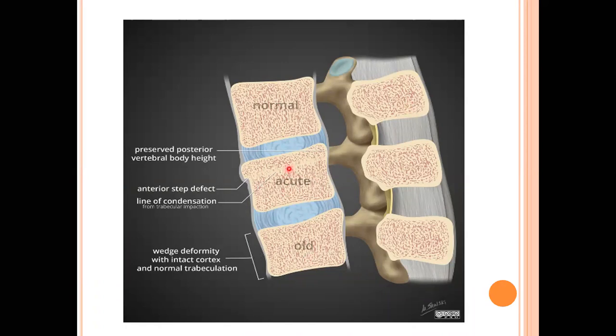We differentiate the acute fracture by X-ray or CT. There is an anterior step defect. This anterior step defect is in the cortex, and there's a line of condensation caused by trabecular impaction with a preserved posterior vertebral body height. While in an old osteoporotic fracture, there is a wedge deformity of the vertebral body with intact cortex and normal trabeculation.